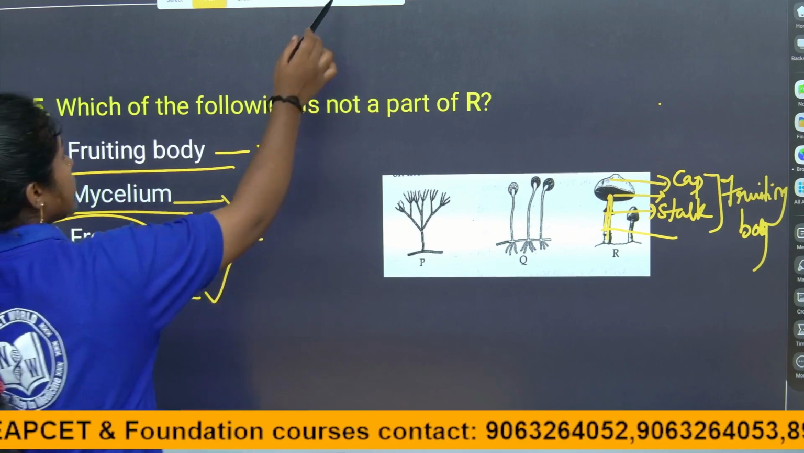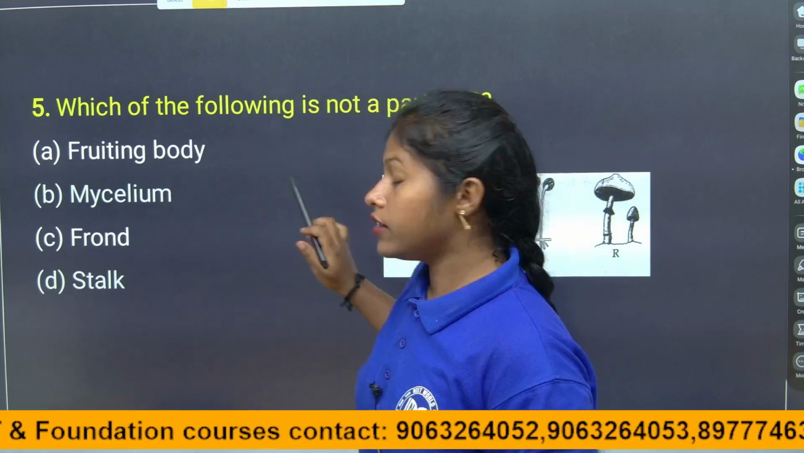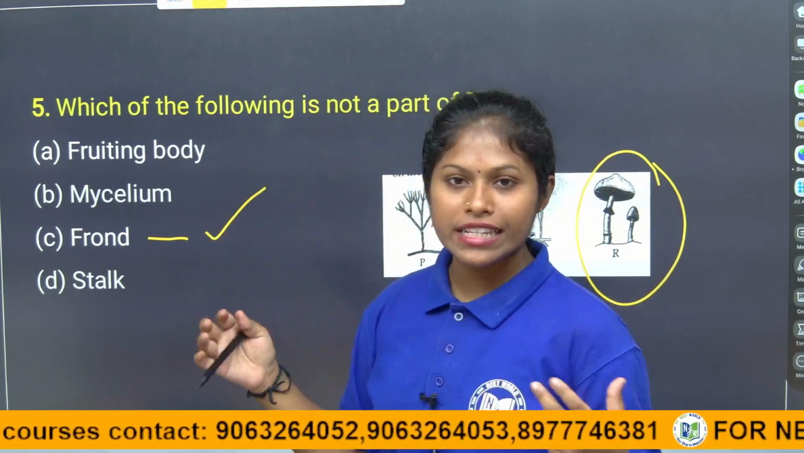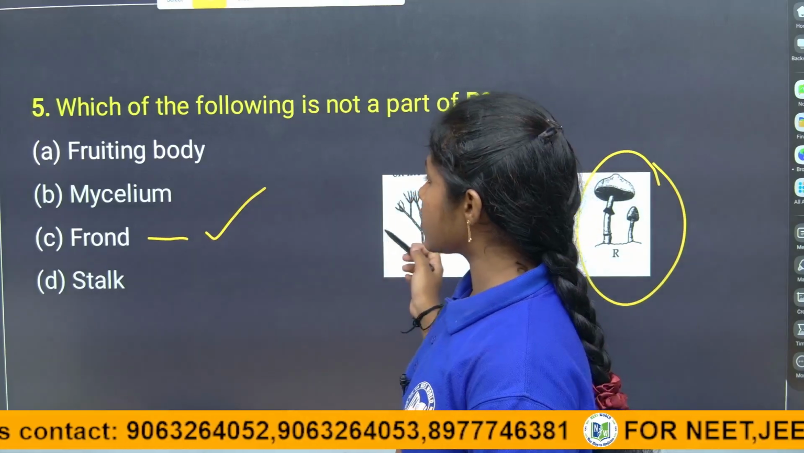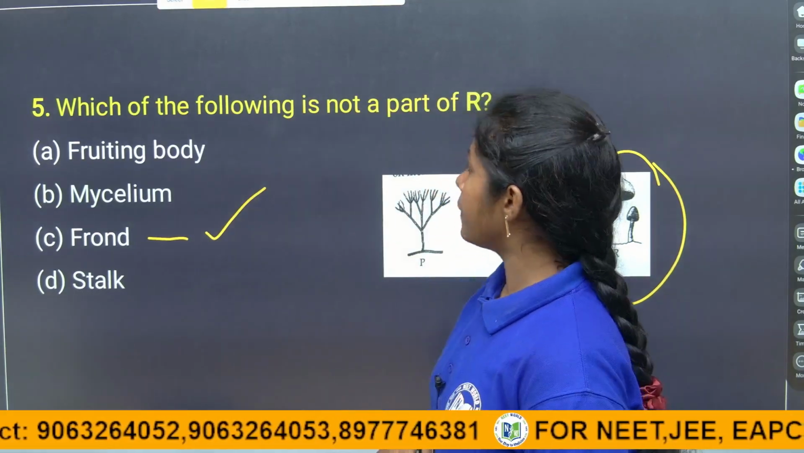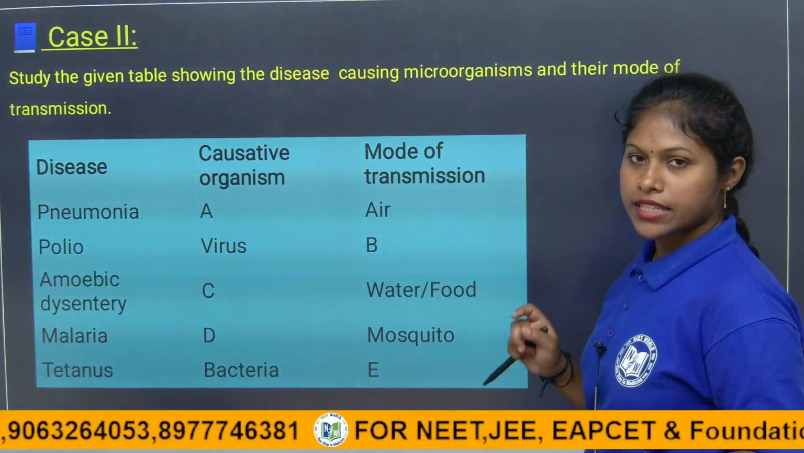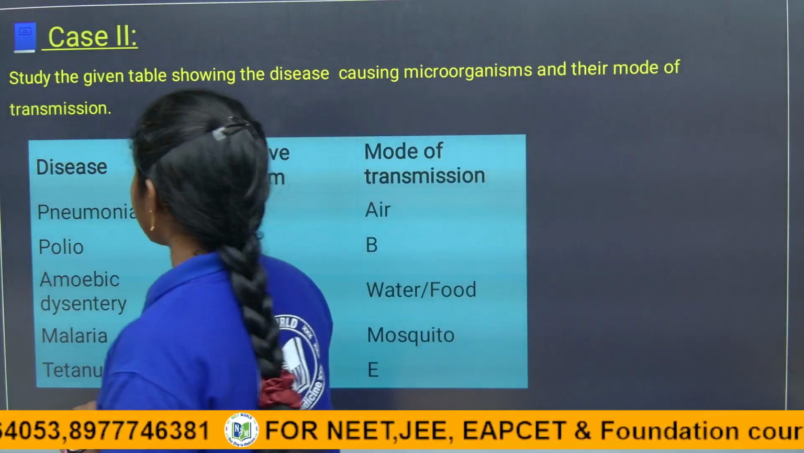The part which is not there in the mushroom, children, is a frond, because there is no leaf-like structure. That is why the answer for this question is C. C is the frond. So here the first case 1 question is done, children. Coming to the next question.